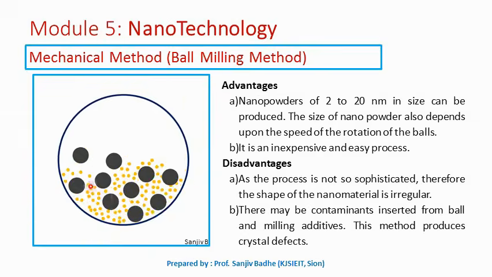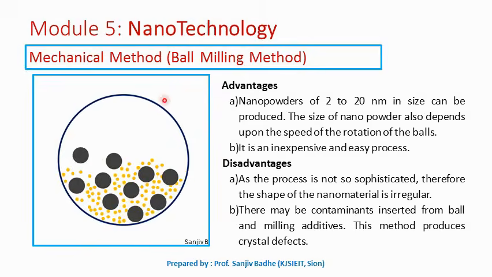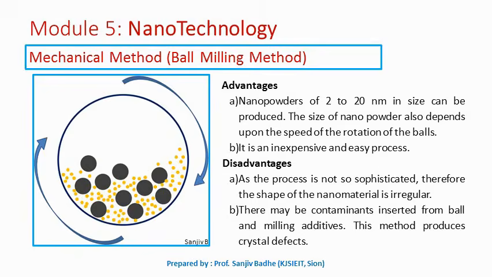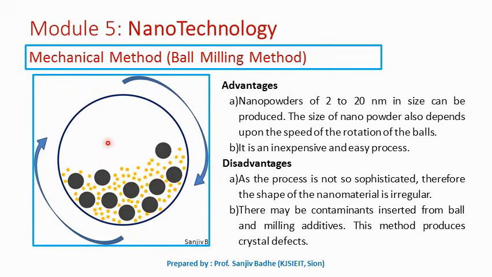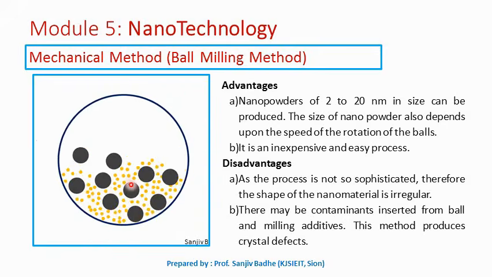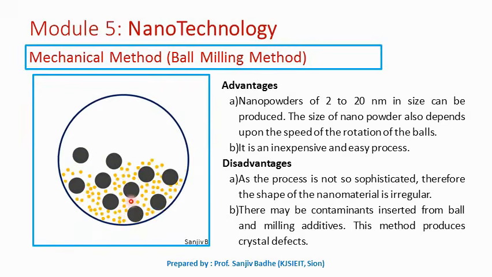So this is a simple animation with the help of which we can understand the working of ball milling method. This container is continuously rotated, and as a result of this, the hardened steel balls or silicon carbide balls will move inside this container, and the powder for which the nanomaterial is to be formed is continuously crushed into smaller and smaller size.